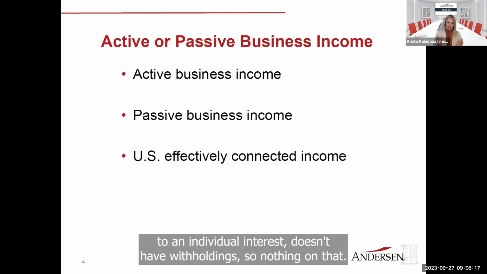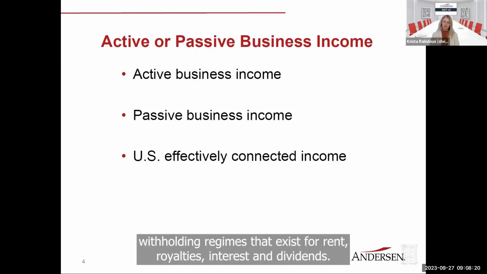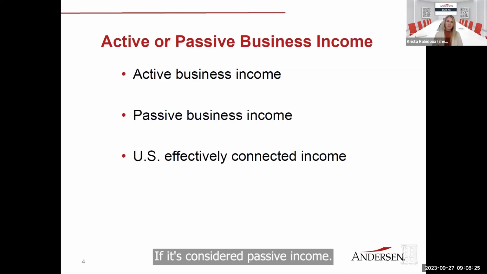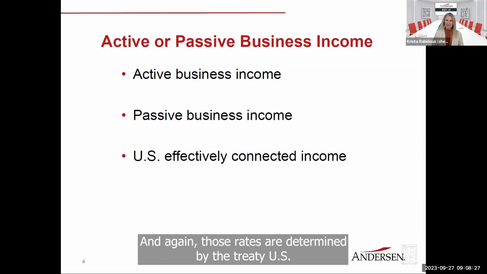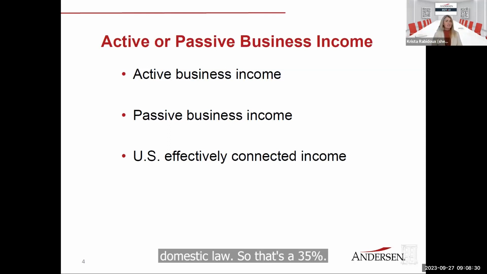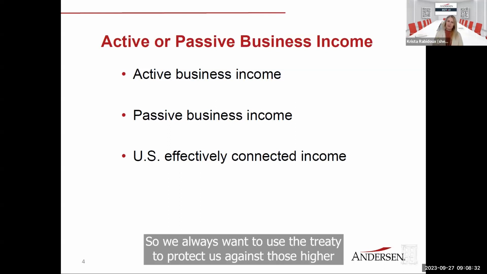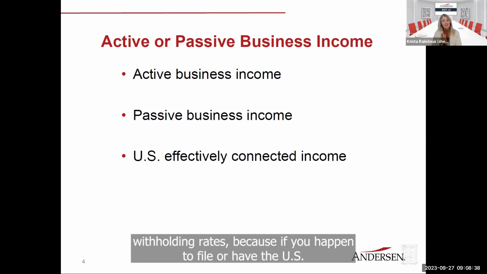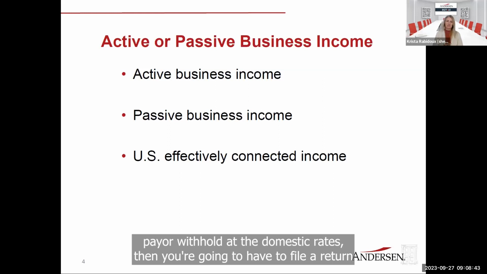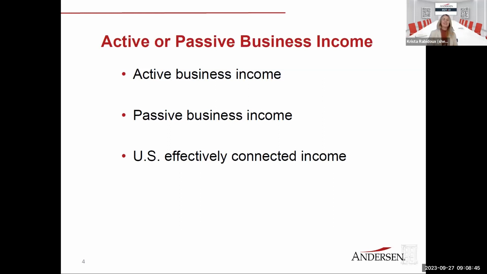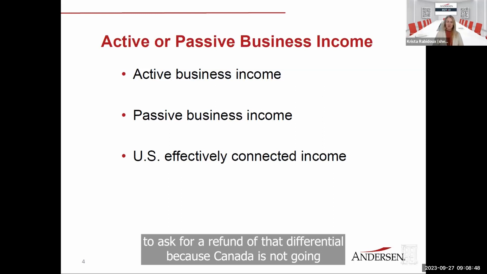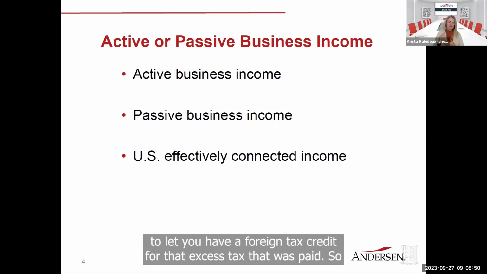Interest doesn't have withholding, so nothing on that, but there are different withholding regimes that exist for rents, royalties, interest, and dividends if it's considered passive income. And again, those rates are determined by the treaty. US domestic law says it's 35%, so we always want to use the treaty to protect us against those higher withholding rates. If you happen to file or have the US payer withhold at the domestic rates, then you're going to have to file a return to ask for a refund of that differential, because Canada is not going to let you have a foreign tax credit for that excess tax that was paid.